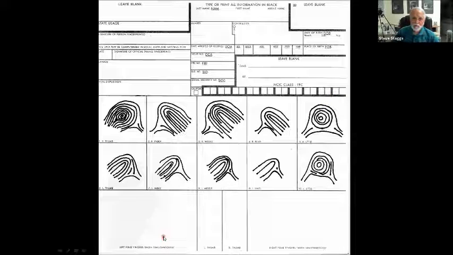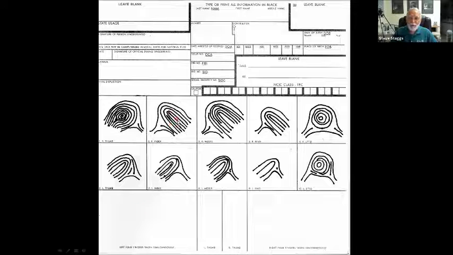But then also on this card, down here is where 4 fingers are done simultaneously. So the left 4 fingers are placed right there on the card. And then the left thumb, the right thumb, and the right 4 fingers. Now, why do they have that there? Well, it gives us a little more information.